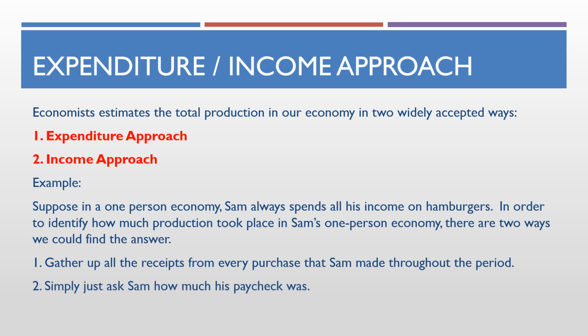The other way around is, since Sam always spends all his income on buying hamburgers, we don't actually have to follow him every day and everywhere. We can simply ask Sam, hey, how much did you make this month? If we know that, then we know this has to be the total amount of money Sam is going to spend buying hamburgers in the economy. We call this the income approach. With this simple example, we can now think about the definition of GDP and how it ties in with all the different types of spending in the economy.